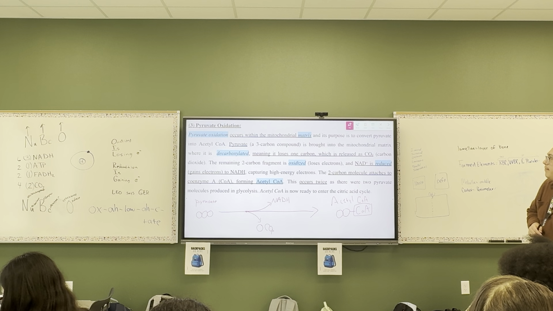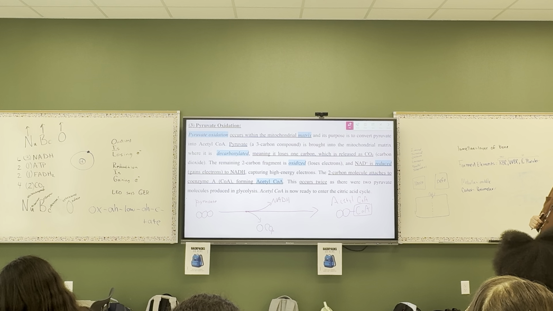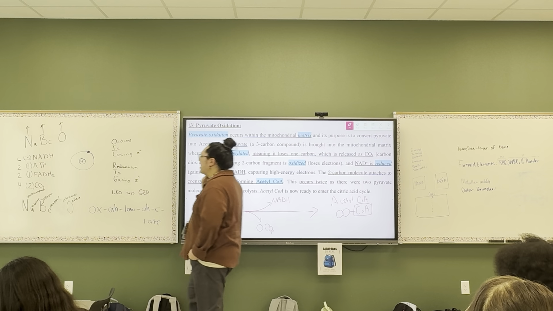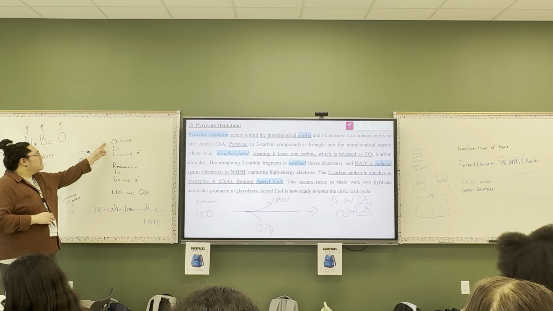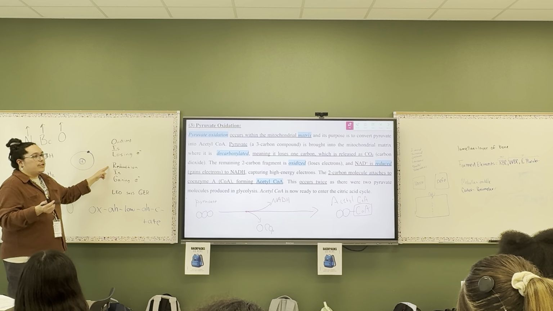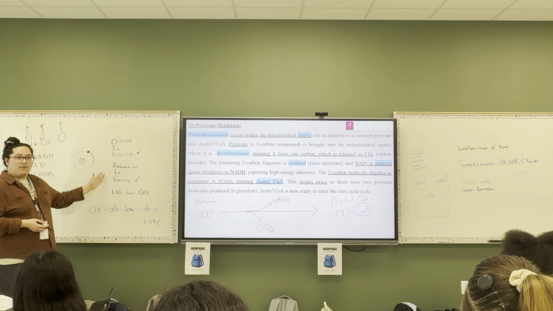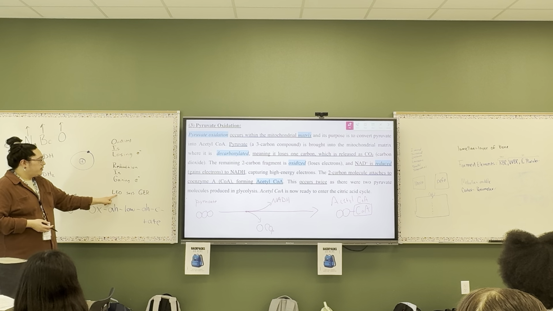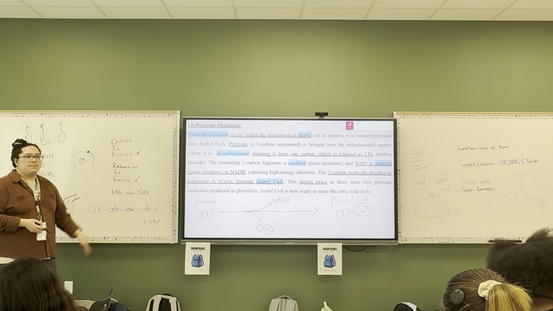Isabel? The remaining 2 carbon fragment is oxidized and NAD is reduced to NADH, capturing high energy electrons. Right there. So we see this word oxidized and reduced, or oxidation and reduction. So oxidation is losing what? Electrons. While reduction, or reduced, is gaining. You can use OIL RIG as a way to remember it, or LEO says GER. So losing electrons is oxidized, gaining electrons is reduced. Either way is perfectly fine.